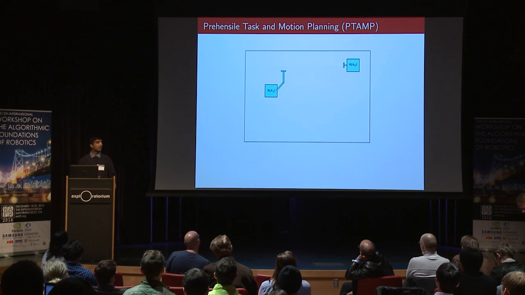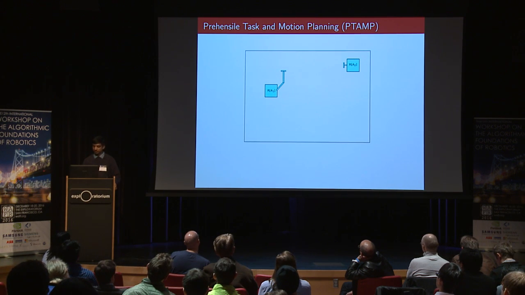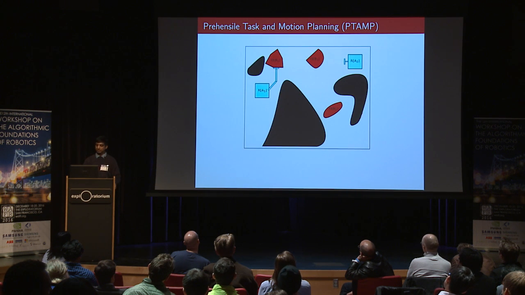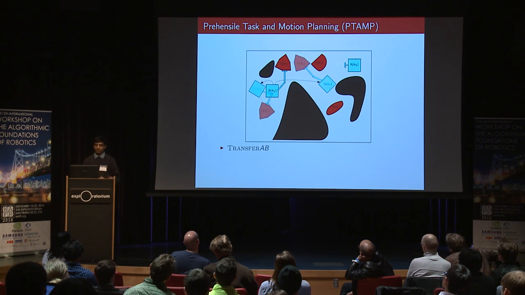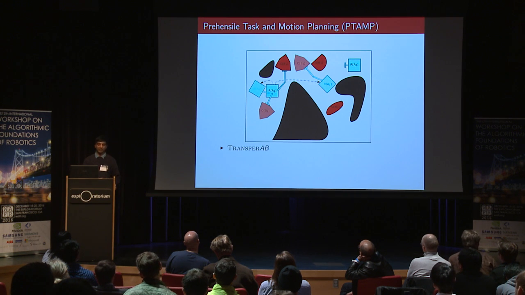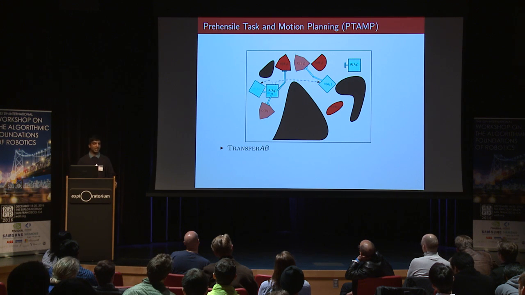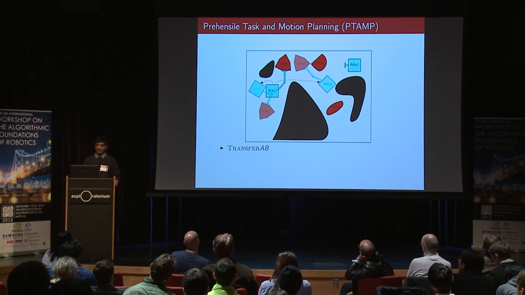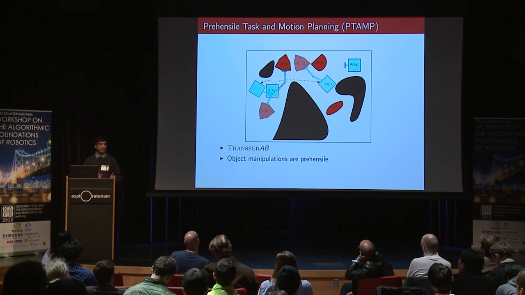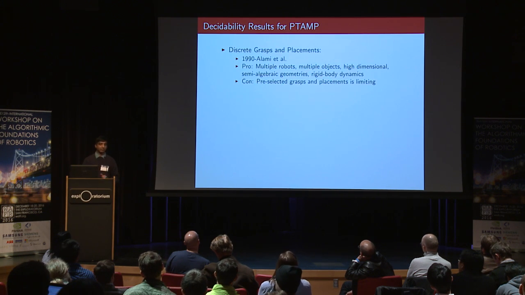So what is PTAMP? Well, we start off with a bunch of robots. We have a bunch of movable objects. We have some obstacles. And we have two modalities of moving around. We have transit operations in which the robots can move around, and we have transfer operations in which the robots manipulate objects. So this is very similar to navigation among movable obstacles, manipulation planning, pick and place planning. It's been done many times before, and this is essentially the same thing. We just want to make sure that we're clear that the object manipulations are prehensile. So this has been around for decades.